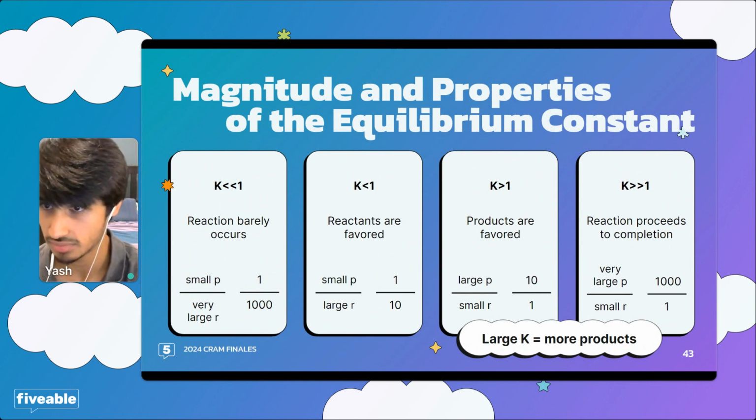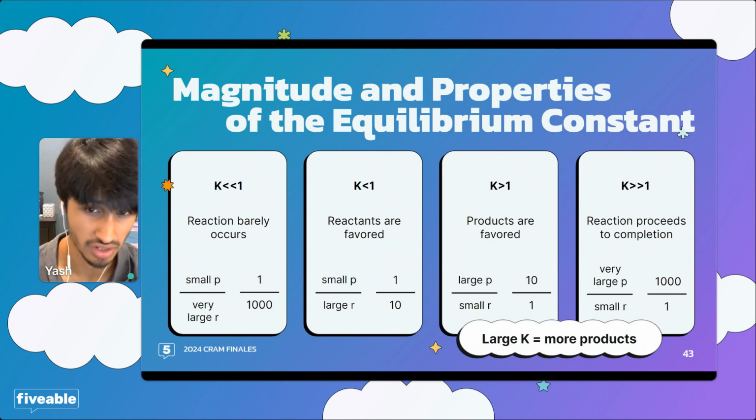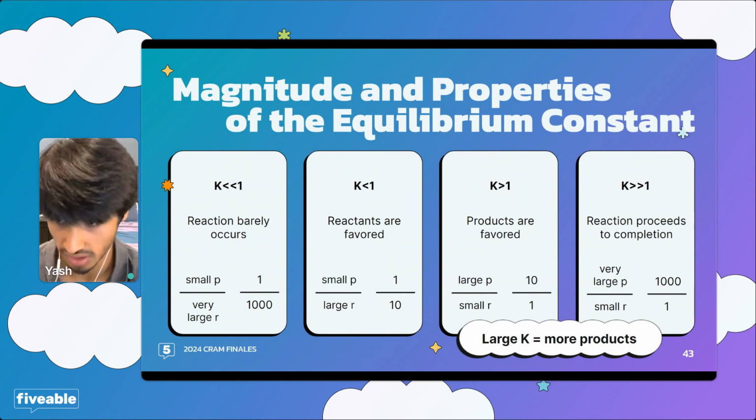The exact opposite, if K is greater than 1, or K is much, much greater than 1, you have more products than reactants, right? The larger the K, the more products you have. If K is greater than 1, you'll always be product favored.